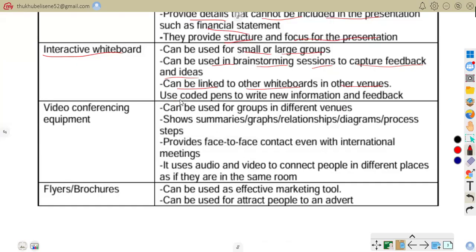It can use coded pens to write new information and feedback. So different colors help organize information.